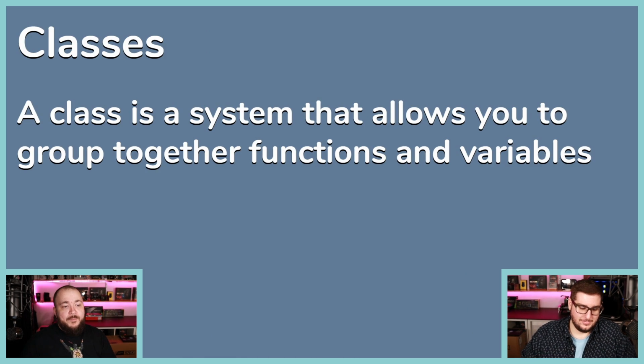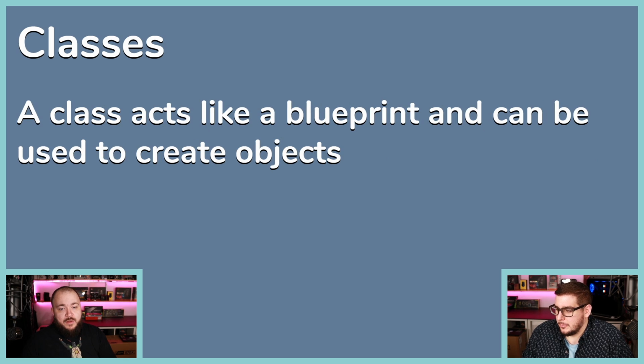So, classes. Yes, I'm just going to delete a bunch of stuff here. So, a class is a kind of a system, you might call it a system, that allows you to group together functions and variables. That's the main idea. And a class acts kind of like a blueprint. So a class by itself doesn't do anything. So if you make a class or define a class, nothing happens in that sense. But you need to create an object from the class.